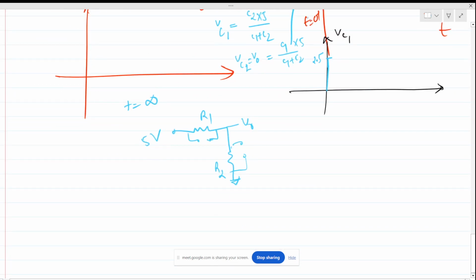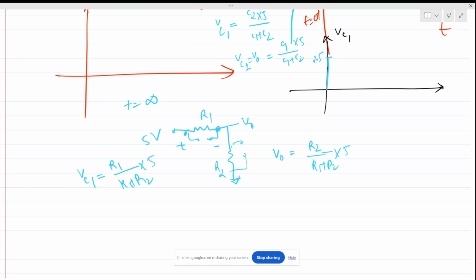So at t equals infinity, the Vout will be nothing but R2 divided by R1 plus R2 times 5, right? And what will be the VC1? VC1 will be, this is the polarity, nothing but R1 divided by R1 plus R2 into 5, right?